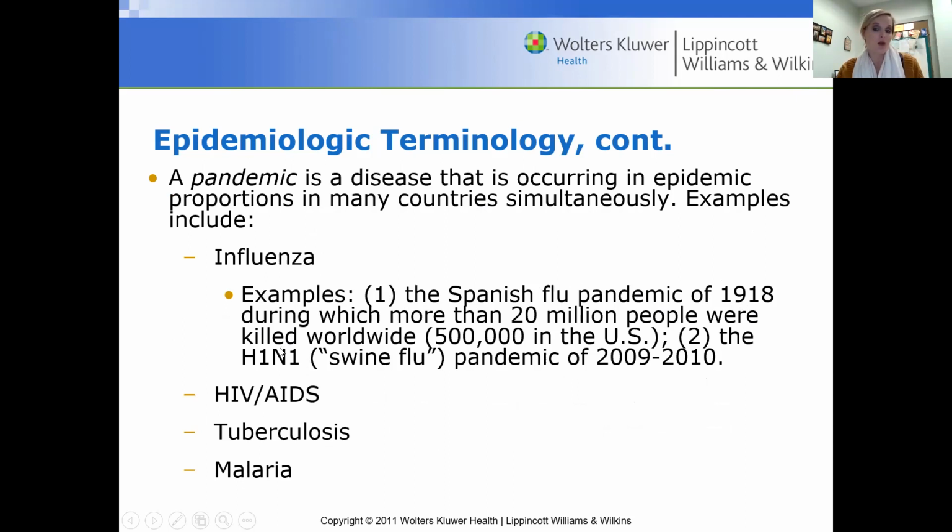And then the H1N1, for those of you who maybe remember that, in 2009 and 2010, that swine flu pandemic was something that was global as well. And then, of course, now more recently, COVID-19 is defined as a pandemic because it is something that has occurred globally. Some other examples are HIV and AIDS, tuberculosis, and malaria. All were pandemics.